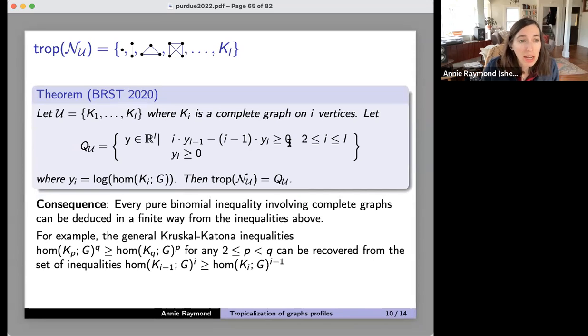So for example, we have the general Kruskal-Catona inequalities where you don't have to have that Q and P are just one away from each other. And so, yeah, you can recover them from the ones where they're just one away from each other. But any true binomial inequality that can come up involving complete graphs will be recovered from just those binomial inequalities.